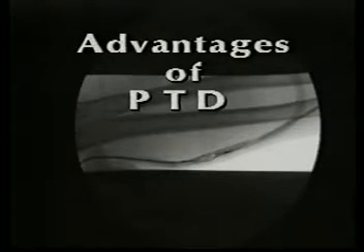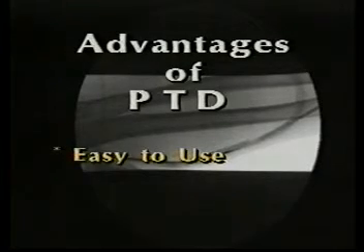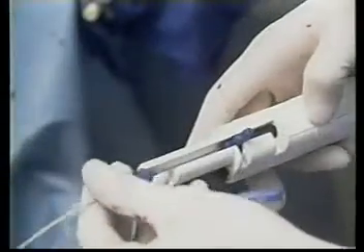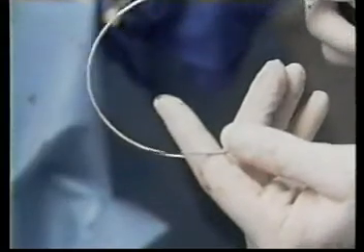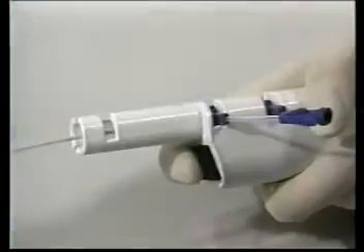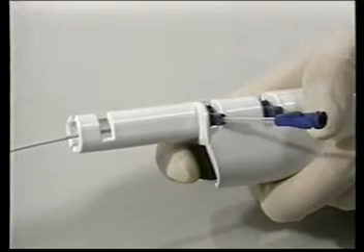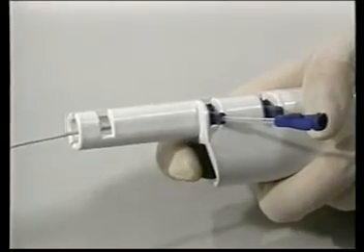The PTD is designed for ease of use. The catheter smoothly slips into the rotator unit. The fragmentation basket is deployed with a simple, controlled motion. And the on-off switch deactivates when finger pressure is removed.